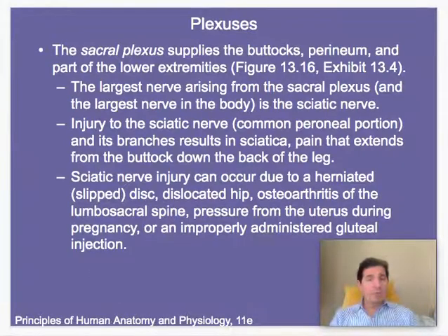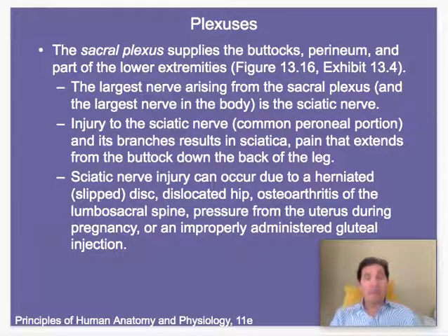But the last one, the sacral plexus, is probably the one most people really think about. This is the one that extends nerves down the buttocks, the perineal area and the lower extremities. The largest nerve that comes from there is the largest nerve of the body, the sciatic nerve. This nerve could be damaged during injections in the butt. So it's rather important to realize that it can cause a great deal of injury.